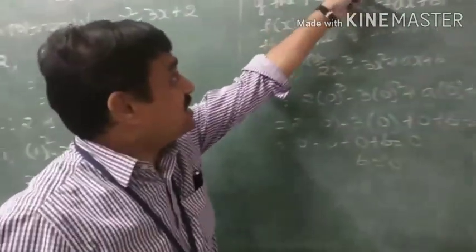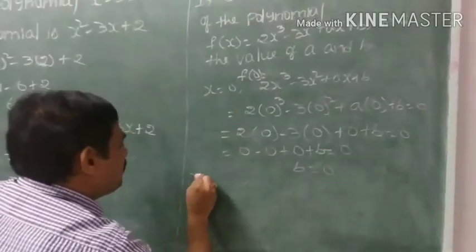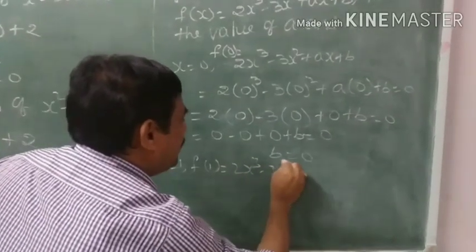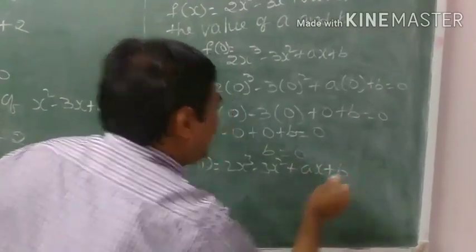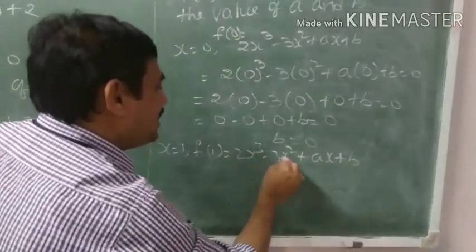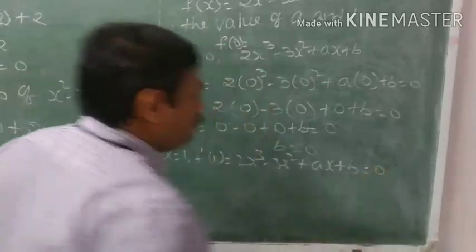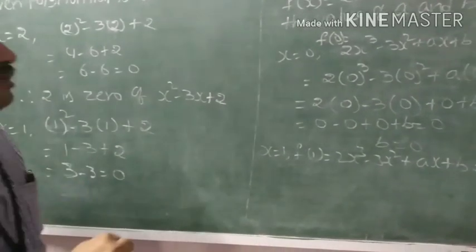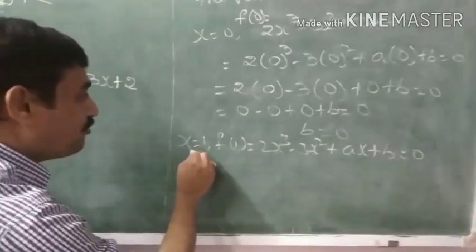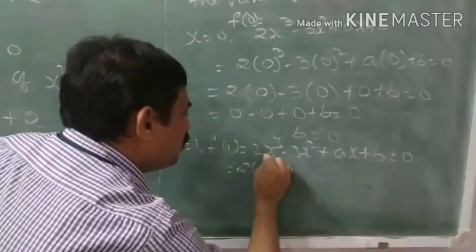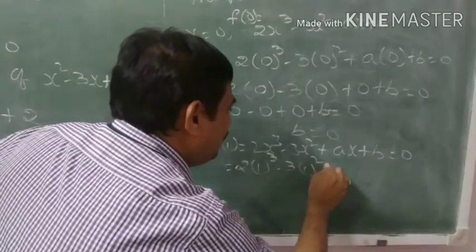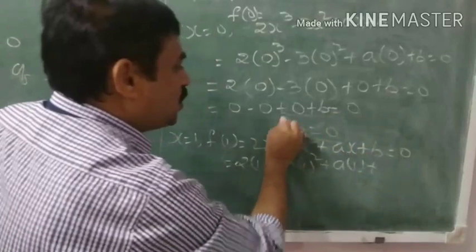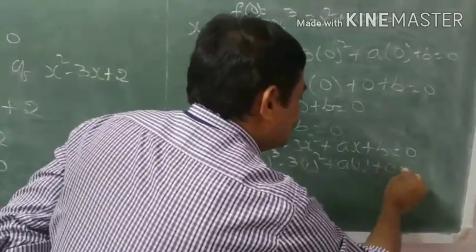And again the other one is 1. Similarly, x equal to 1, then f of 1 is equal to 2x cube minus 3x square plus ax plus b, which is equal to 0. Why should you keep 0? Because they have given the zero of the polynomial. Now in place of x, what do we have to substitute? 1. 2 into 1 cube minus 3 into 1 square plus a into 1 plus b. Here what is the value of b we got? 0. So in place of b we can write 0.